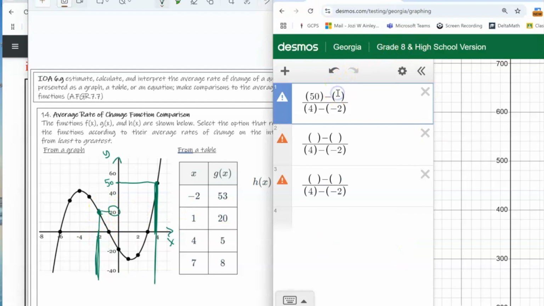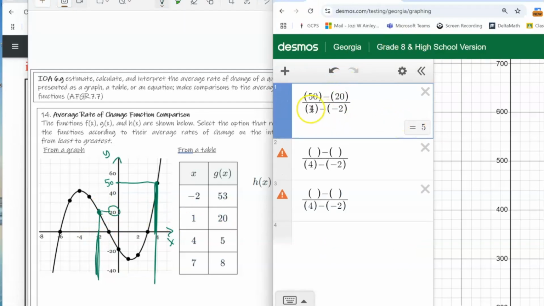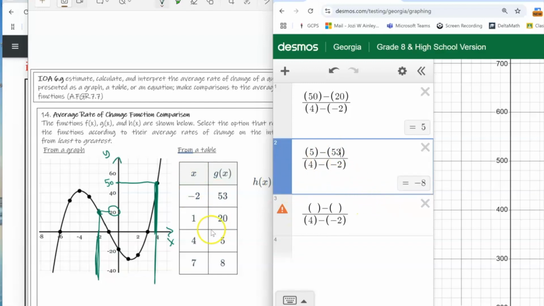So I'm going to go ahead and put that. So there's my average rate of change for 2 specific values for f of x. So this one is f of x. I'm going to go next to g of x. This one's a lot easier. I'm looking for 4. When x is 4, y is what? 5. When x is -2, what's g of x? 53. There's my average rate of change for that one.